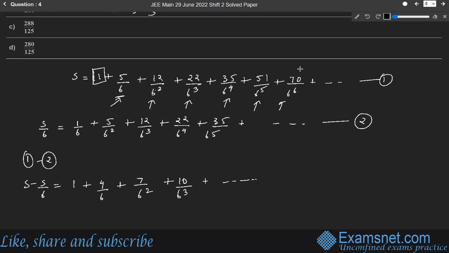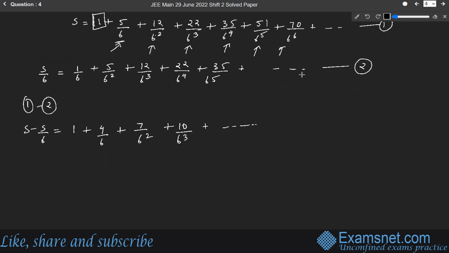Now let us find firstly S minus S by 6. What is S minus S by 6? It will be 6S minus S. So 5S by 6 is equal to 1 plus 4 by 6 plus 7 by 6 square plus 10 by 6 cube and so on. It will go up to infinity, right? So let us consider it as equation number 3.